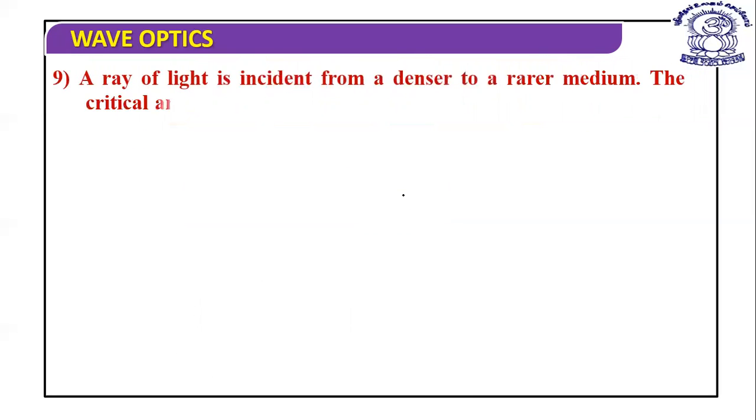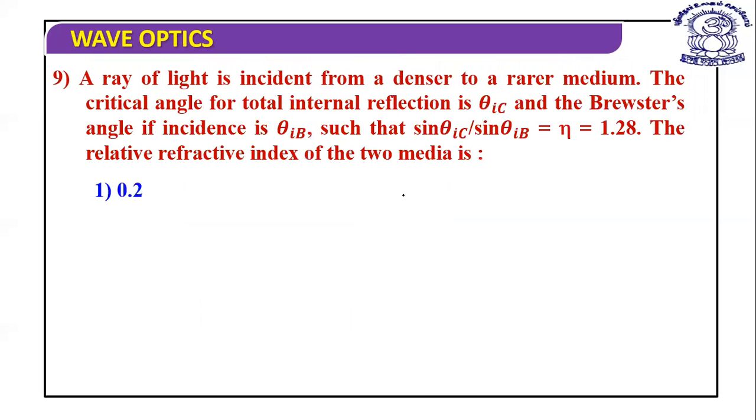A ray of light is incident from a denser to rarer medium. The critical angle for the total internal reflection is theta IC, and Brewster's angle of incidence is theta IB, such that sine theta IC upon sine theta IB is mu, that is equal to 1.28. What is the relative refractive index of two media?